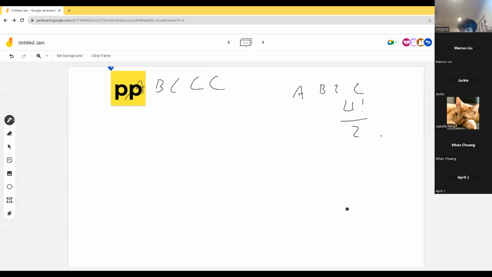Who the heck is drawing PPs on my thing? Okay, now there's 5 letters and 3 C's. Okay, great. My pen just broke. You guys are going to have a video of my mouse writing.